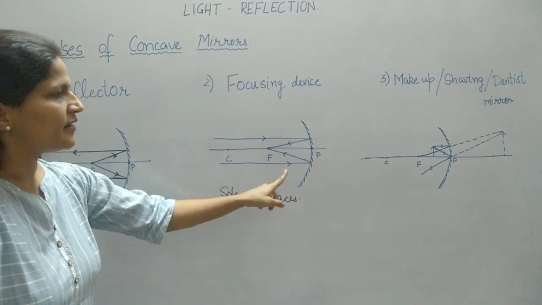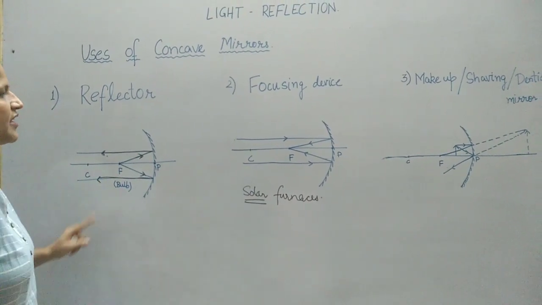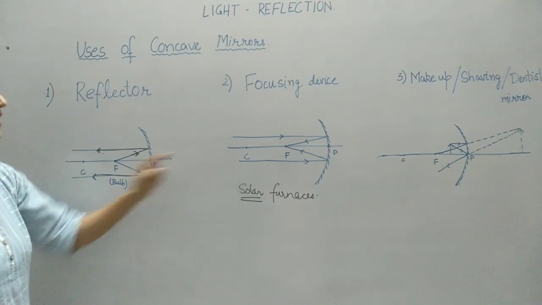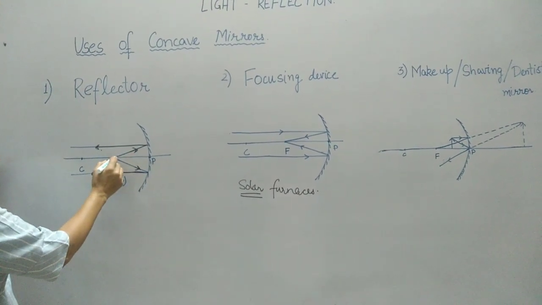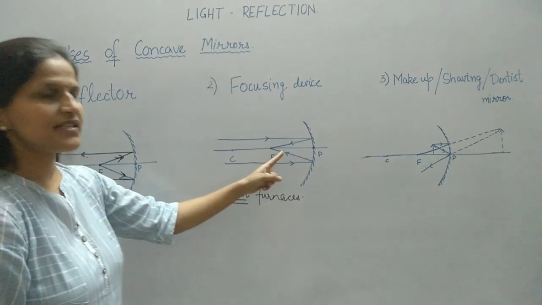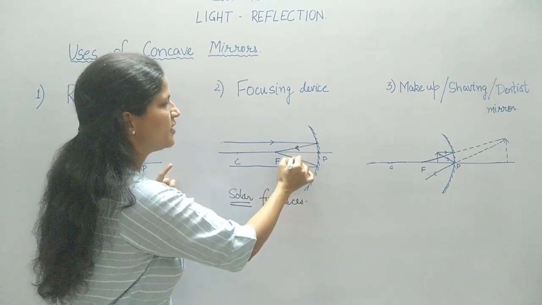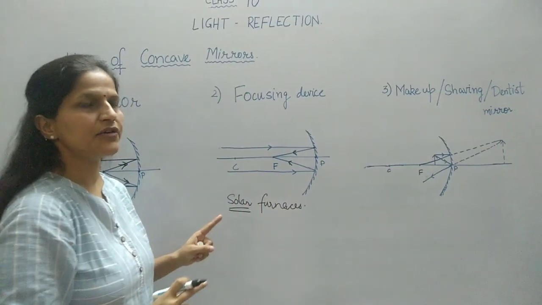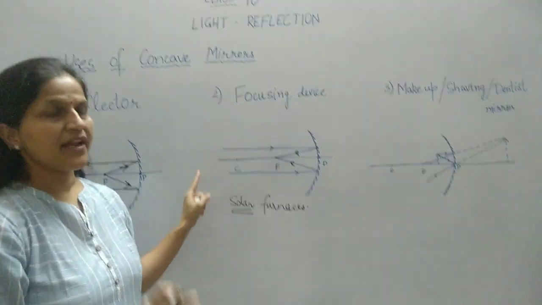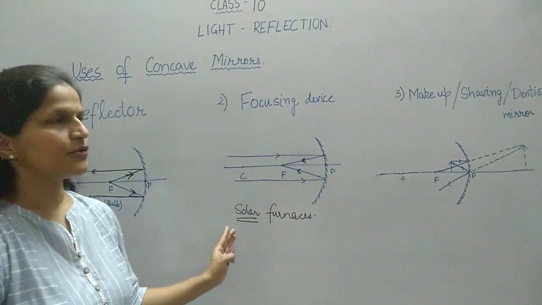Please take care that these two diagrams look exactly alike, but there is a difference of the arrows which are pointing. In this diagram, the arrows are pointing from the focus towards the mirror, whereas in this diagram, the arrows are pointing from the mirror towards the focus. So the direction sense plays an important role. Otherwise, your diagram would be absolutely discarded in the exam if you draw an incorrect sense of arrows.